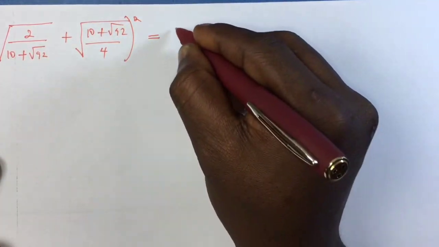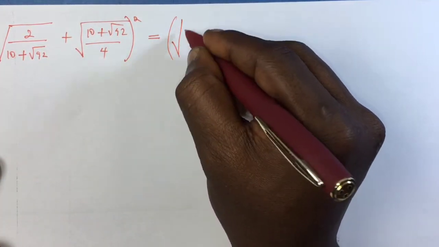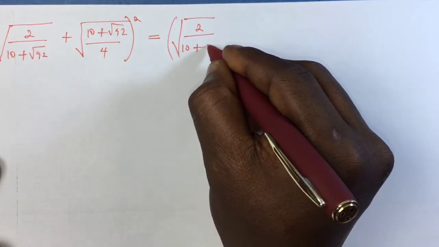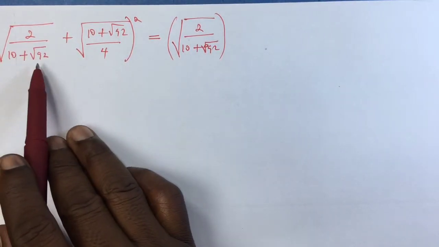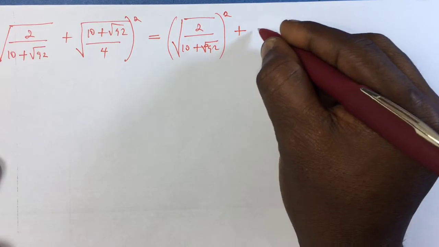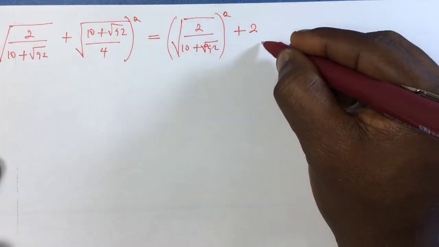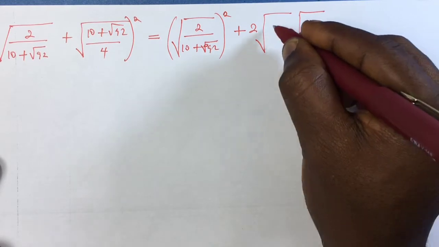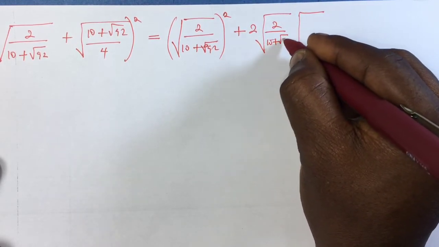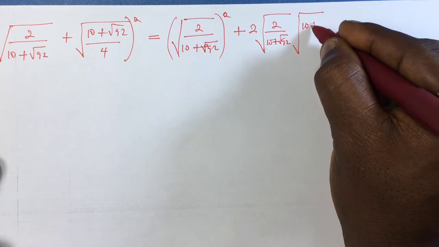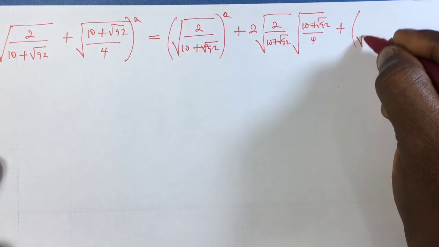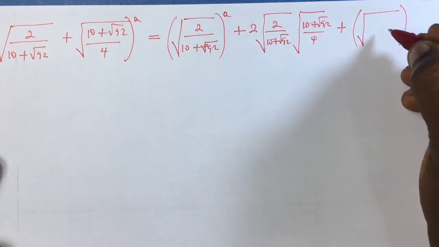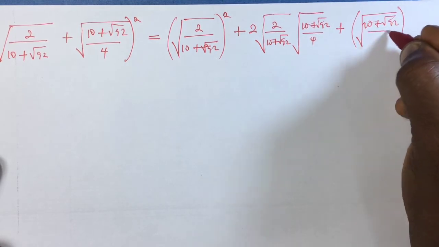So let's see. I'm going to start with squaring this. Now, squaring this means taking the square of the square root of the first term, this, okay? So the first term is root 2 all over 10 plus root 2, so we are going to square this result. Then this is 2 times the first and the last. Okay, the first is 2 over 10 plus root 92. The last is 10 plus root 92 all over 4. Okay, then plus the square of the square root of 10 plus root 92 all over 4.